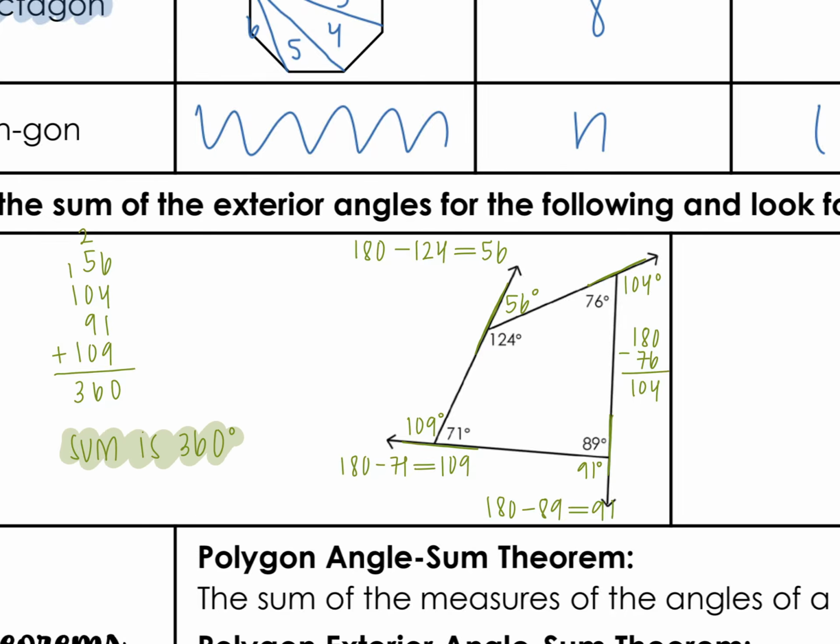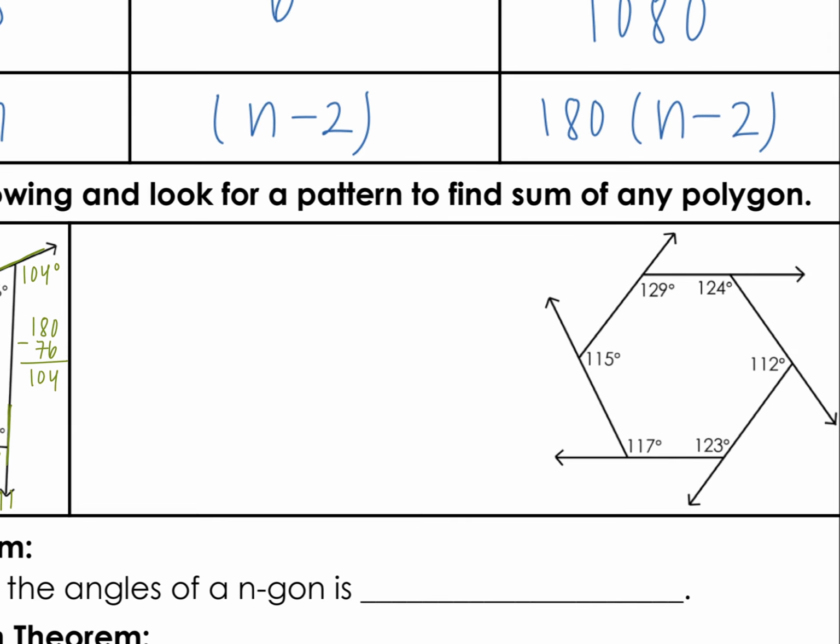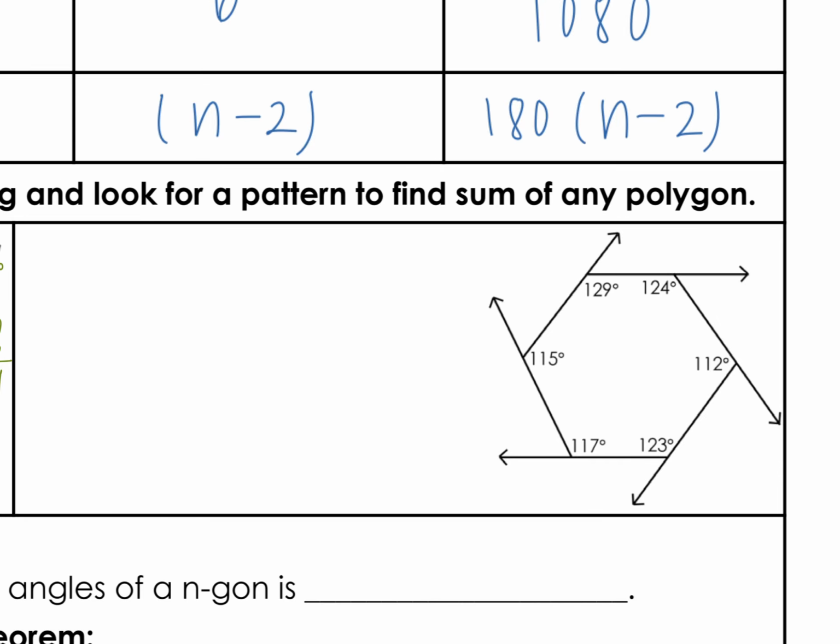Okay, so now let's look at the second one. So in this picture here, we had a quadrilateral. We're trying to see if there's a pattern with comparing these two. And so in this one, we are going to be dealing with 1, 2, 3, 4, 5, 6. We got a hexagon here. So we're going to do the exact same thing. I'm going to subtract each one of my interior angles from 180 to find that exterior angle. So I'm going to start off with that 129. So 180 minus 129 is going to give me 51 degrees.